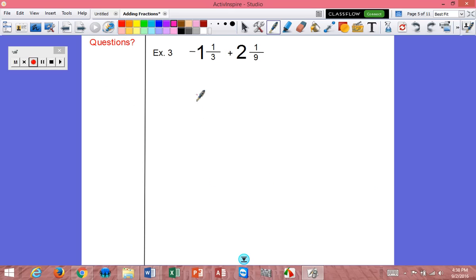Alright, example 3, we have negative 1 1/3 plus 2 1/9. So we have a negative plus a positive. So we know we are going to have a battle in the end. We have mixed numbers, first of all, and we want to change those to improper fractions before we do anything else. So we're going to take the denominator times that whole number. So 3 times the negative 1 would be a negative 3.